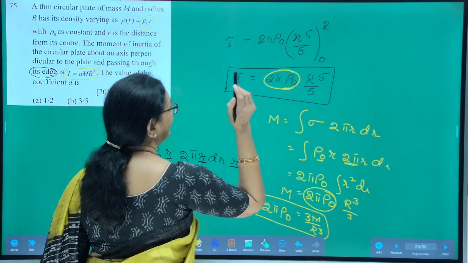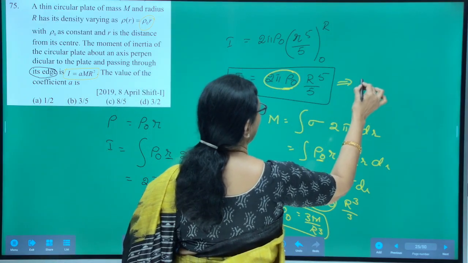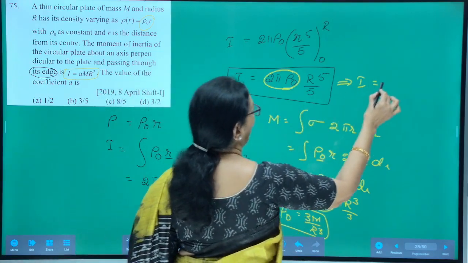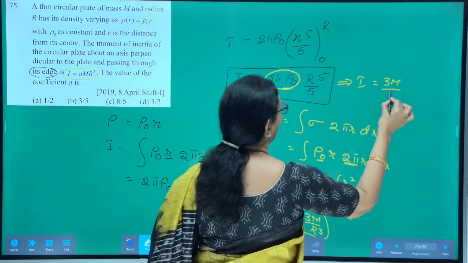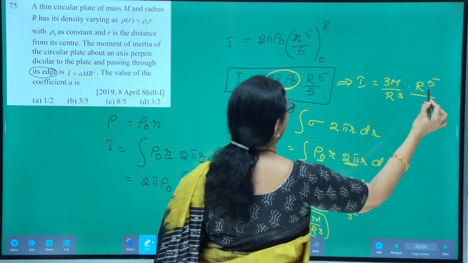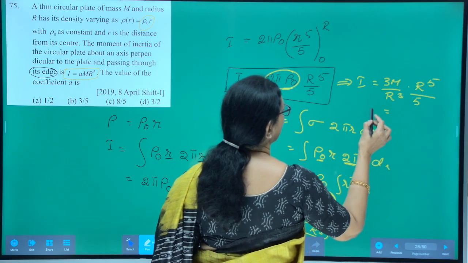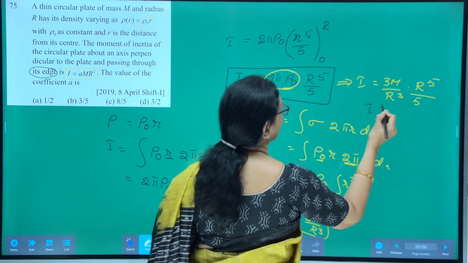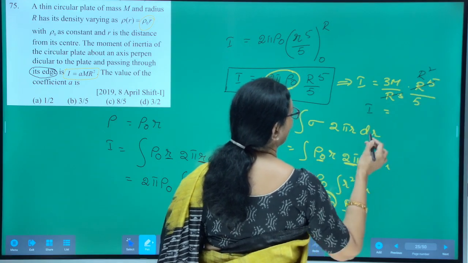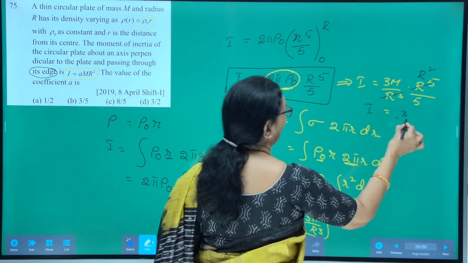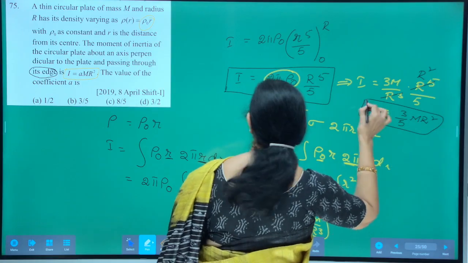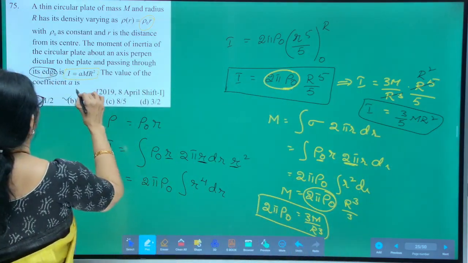Substitute this in this expression, implies I is equal to, what is the value of 2 pi rho naught? 3m by r cube into r to the power of 5 by 5. This is moment of inertia is equal to, r cube gets cancelled, r square times r power 5. So 3 by 5 m r square. That is the moment of inertia here.